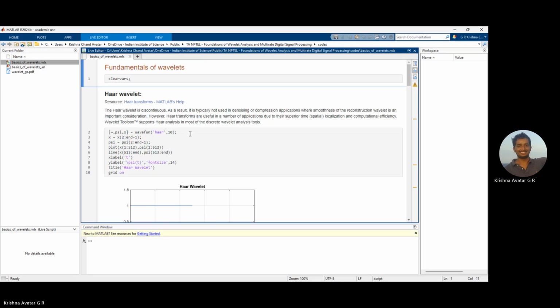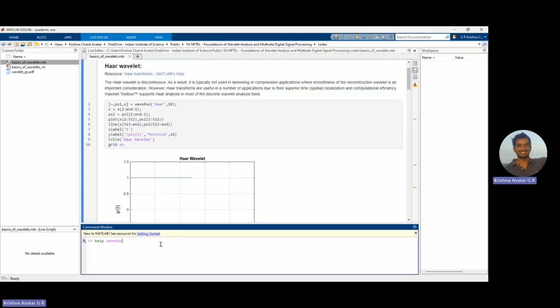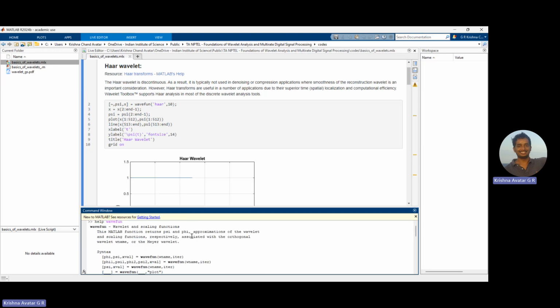So what we do is, which function is inbuilt in MATLAB's wavelet toolbox? Then we would just use the help command, and then we'll also type in the corresponding function that you would want to get some more idea about. So it's help wavefun. So what does it do?